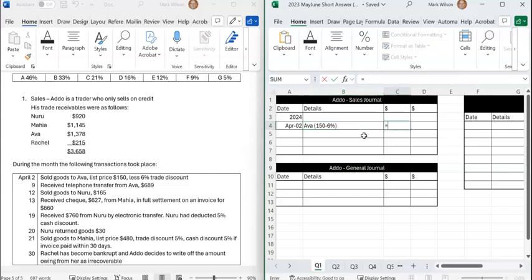And in here we put the figure $150 times, I'm going to type 94%. So you sort of get why I get 94% because I'm taking 6% off. And that's 141. The next one, we're only looking for sales. So telephone transfer, that's money changing hands, that's not sales. We've got sold goods to Nuru on the 12th. So just write Nuru. And there's no difficulties in there, it's just a straight one. So we can just write 165. Nice easy mark for us.